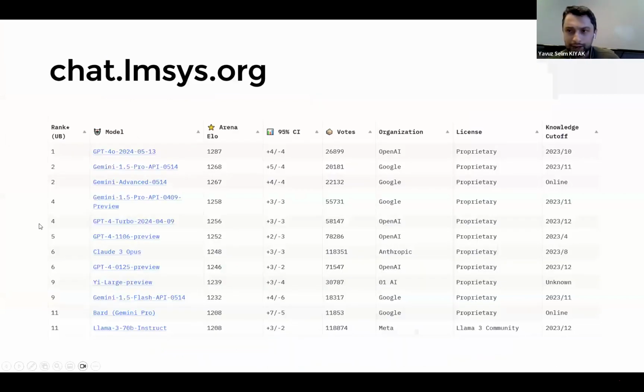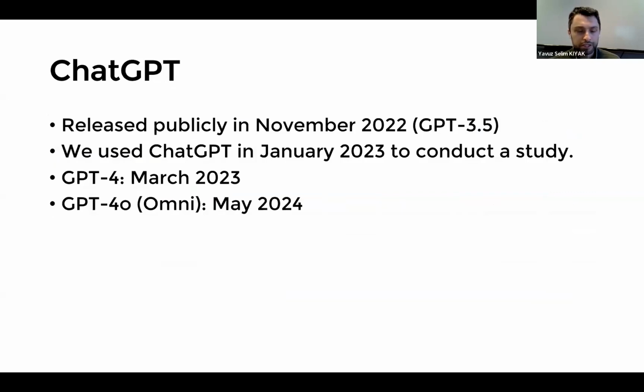And here is a ranking that shows the capability of the models. This is based on human evaluation, a general evaluation. And you see that GPT-4o is the most capable model now, but it is a dynamic list, and you can check anytime which one is the most capable model at the current time. So let's focus on ChatGPT.